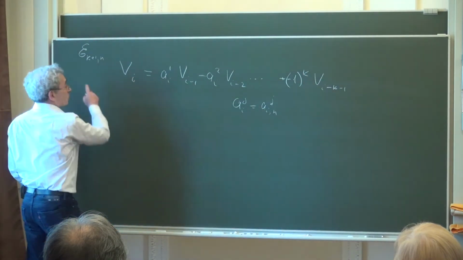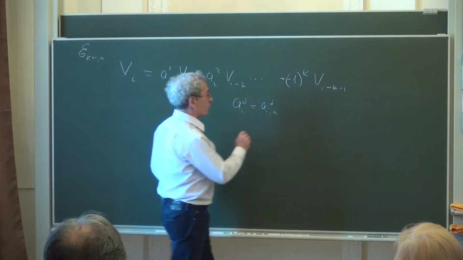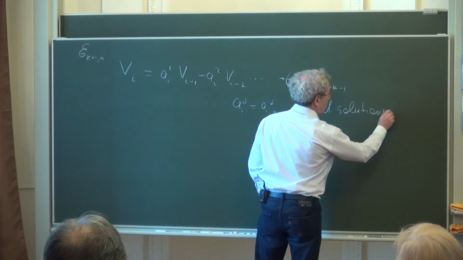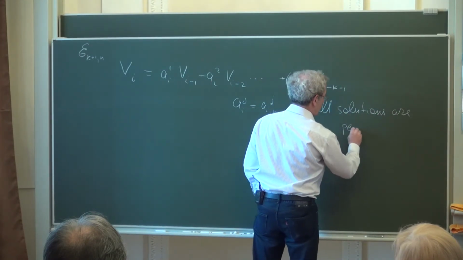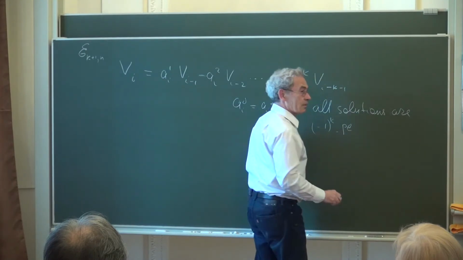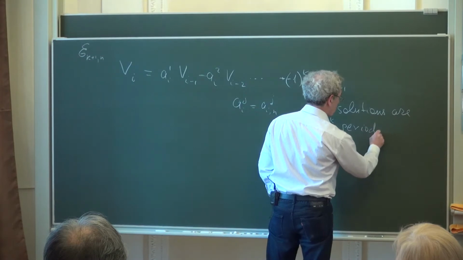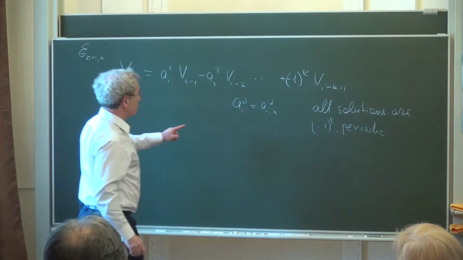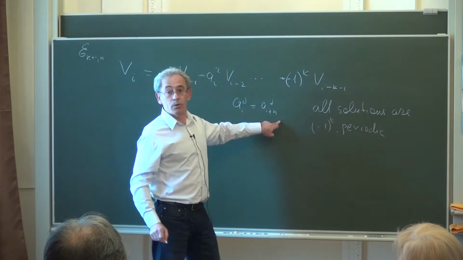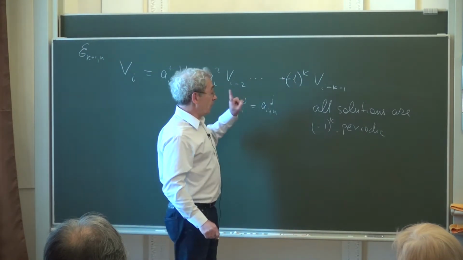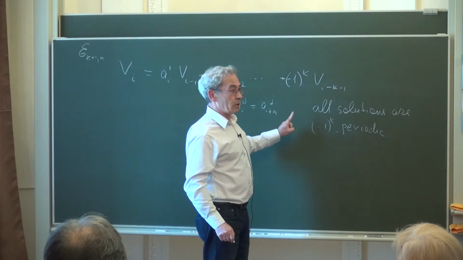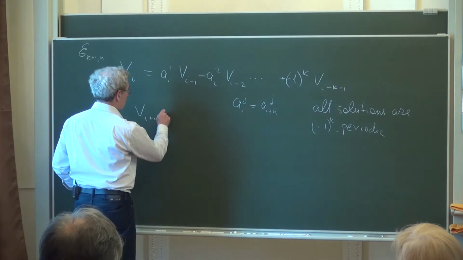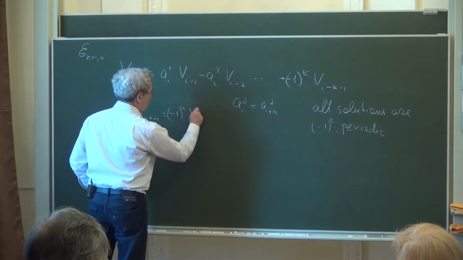We consider equations of this type having the following property, that all solutions of these equations are periodic, or anti-periodic: minus 1 to the power k, again, it's a kind of periodic. So it's n-periodic coefficients. The requirement is that all solutions of this equation are periodic. If v satisfies this equation, then v_{i+n} equals minus 1 to the power k times v_i.